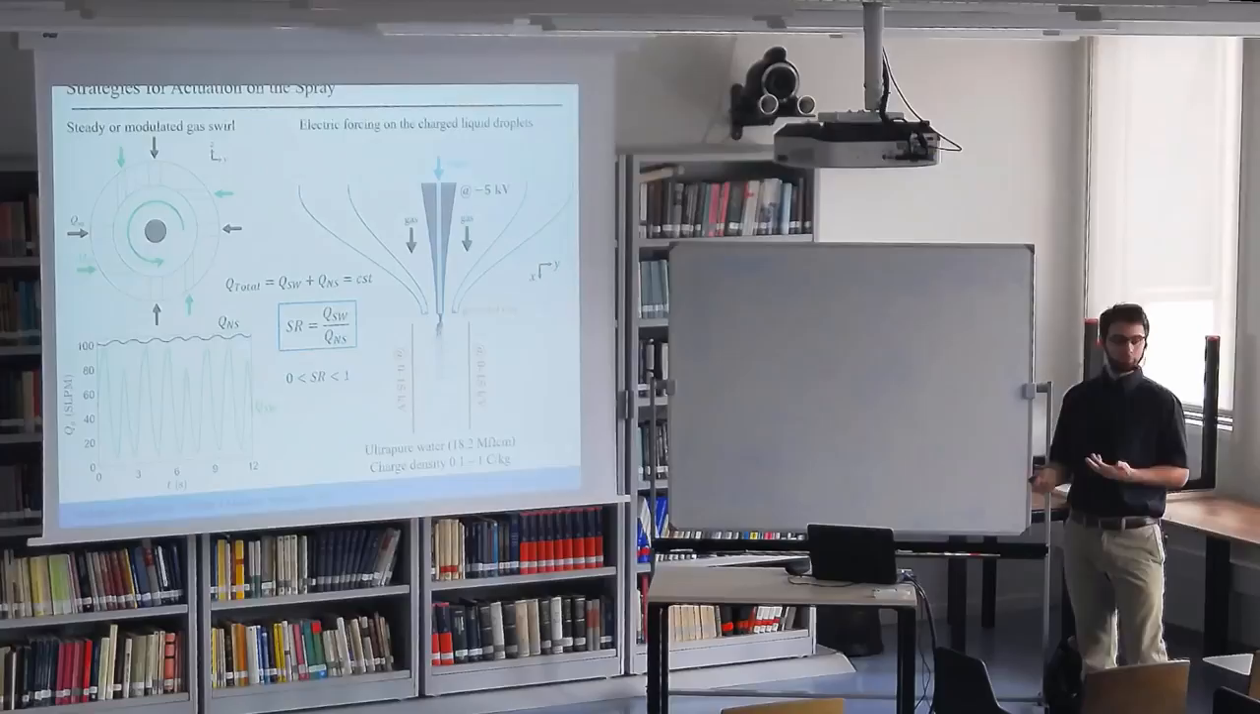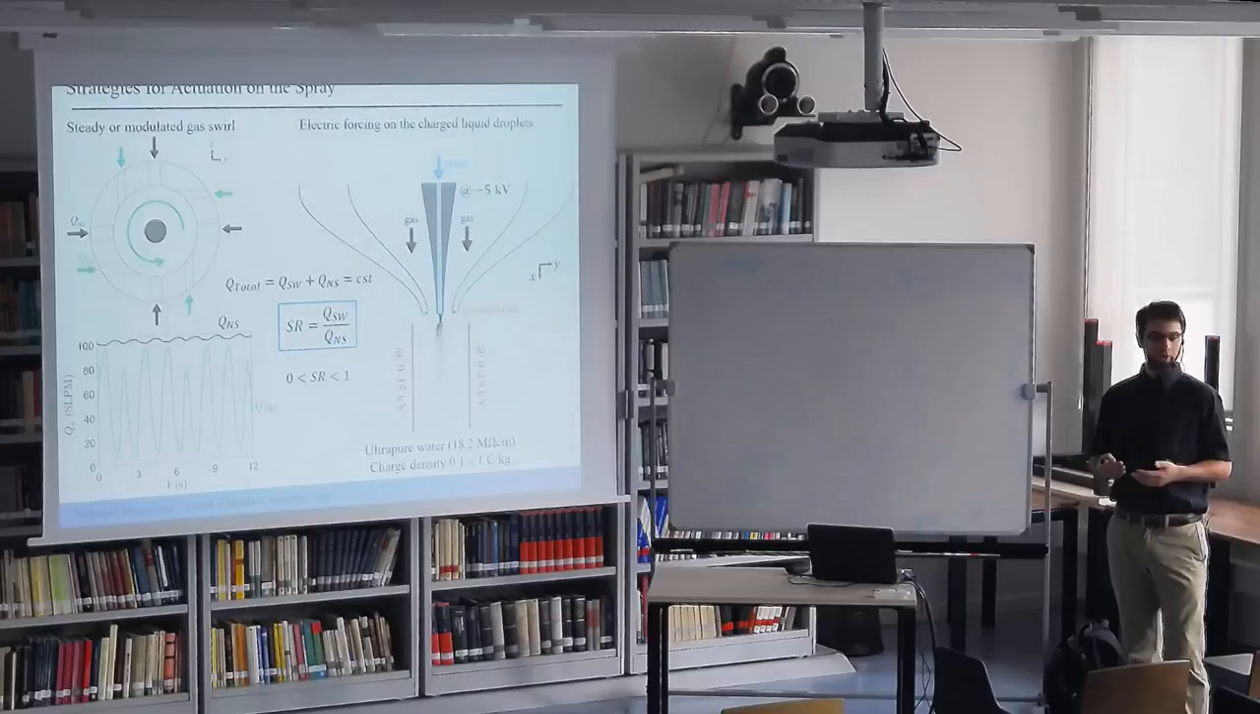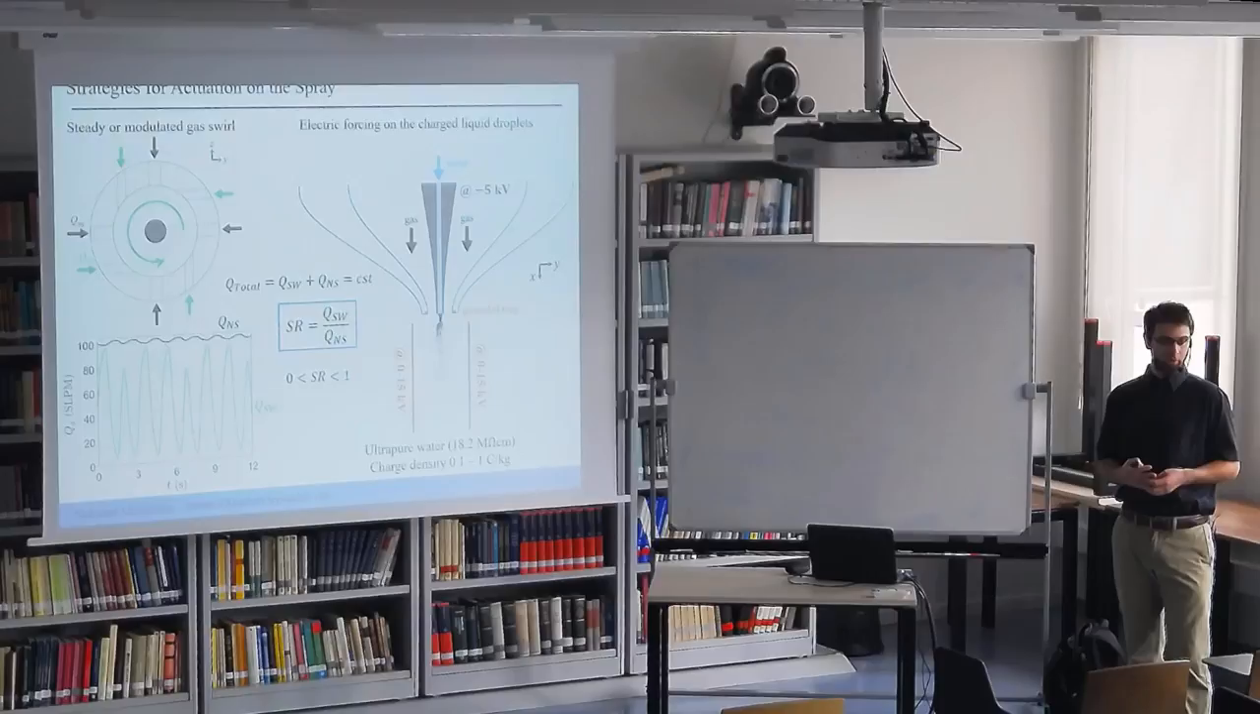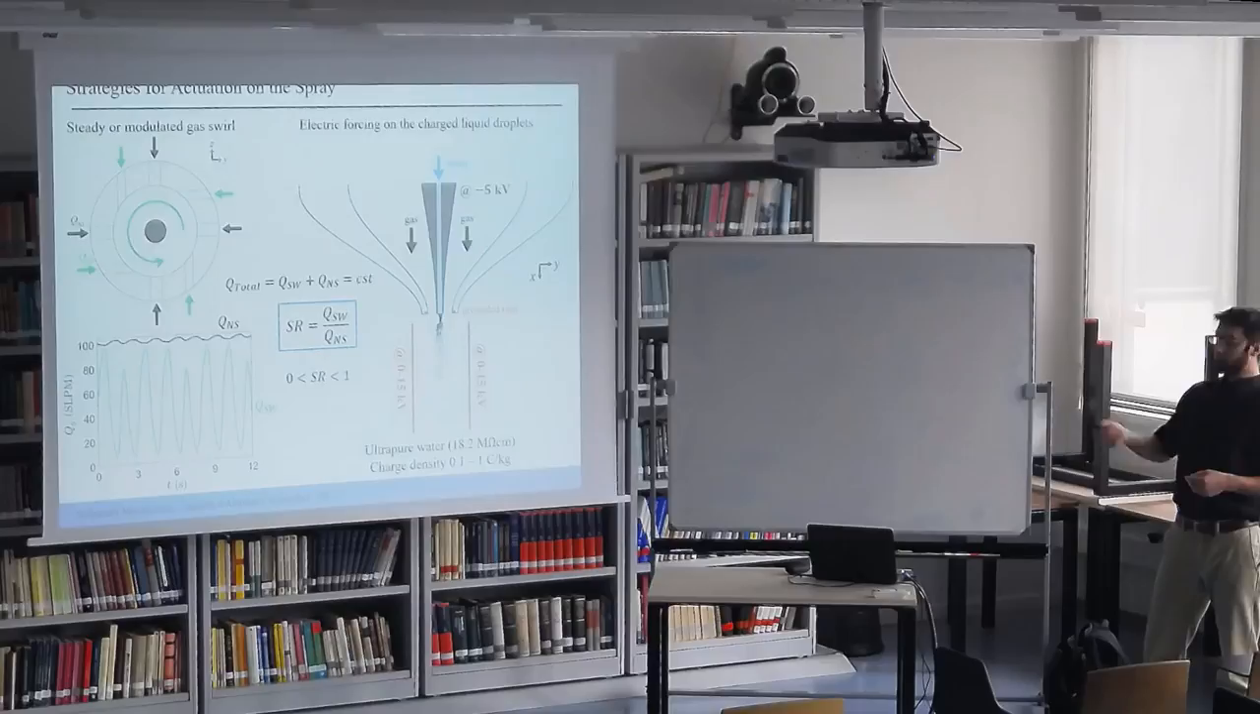We can have steady swirl, but we can also use the electro valve that is on this gas line to modulate it. When we modulate it, it's at very slow frequency. The period is around 2 seconds. It's much slower than the slowest time scale of the spray, that is the flapping frequency, which is of the order of at least 100 hertz. But as I will show you later, you still have an effect on the spray behavior.